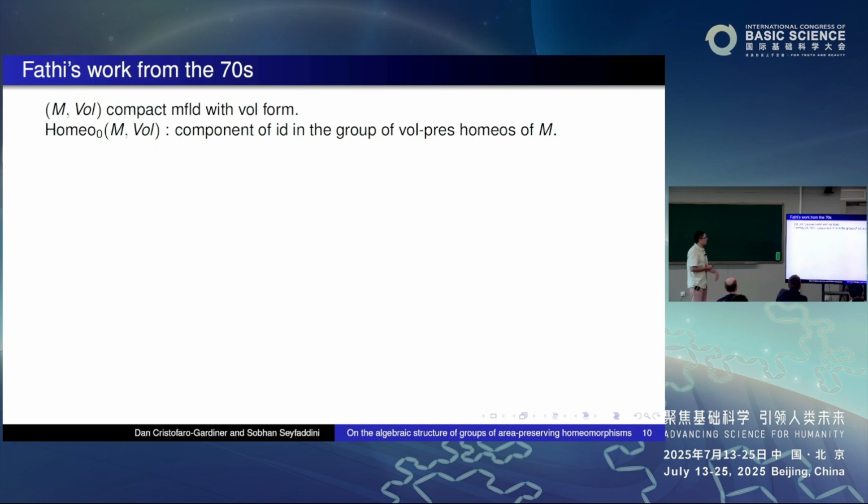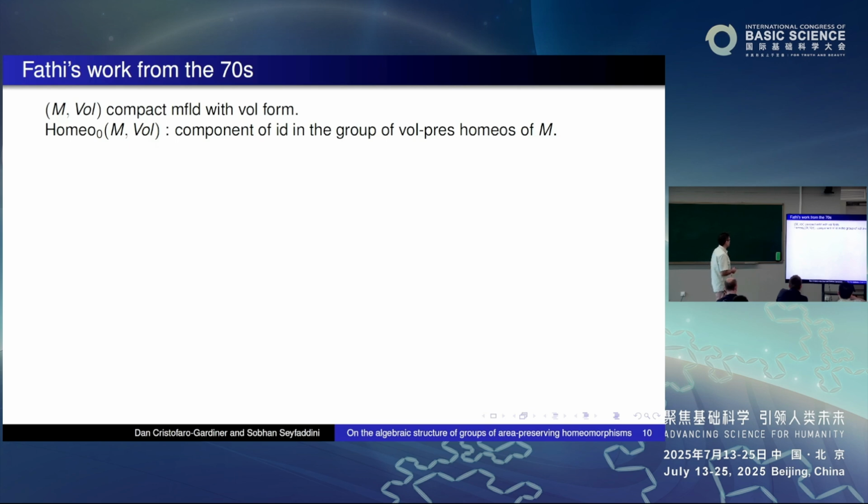Okay? So now we go back to Fathi's work from the 70s again. So let's consider M an arbitrary manifold equipped with a volume form, and we consider the identity component inside the group of volume-preserving homeomorphisms of the manifold. And he was interested in knowing whether this is a simple group or not. So the reason we consider the identity component, by the way, is that the identity component is a normal subgroup inside the larger group of all homeomorphisms. So the question is really interesting here.